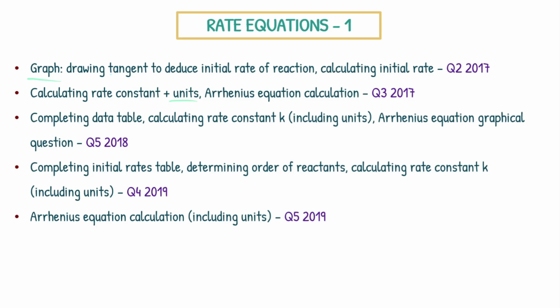Next one, completing a data table. So, you know, typical orders of reactants, concentration, stuff like that. We have to complete it. Calculating the rate constant k, including units. Okay, they love units in this topic, so wrap your head around how to solve units. Arrhenius equation graphical question. As I said, I've gone into this on my channel before. Completing initial rates table, determining the order of reactants, and calculating rate constant k, including units again. Another Arrhenius equation calculation, including units.